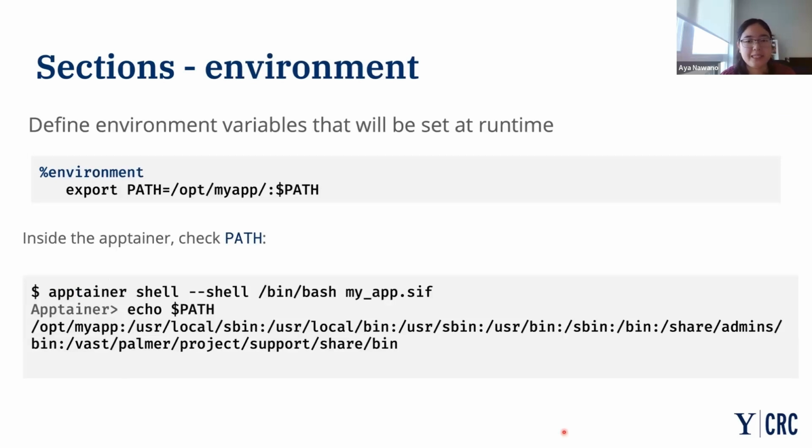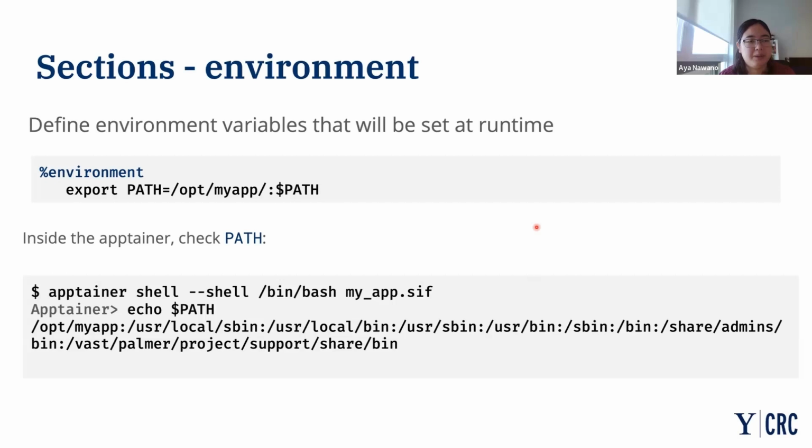Finally, the environment section is used to define environment variables that will be set when the application runs. So please note the emphasis on runtime environment variables. If you need to set an environment variable specifically for the build time, you need to set the environment variable in the post section that we discussed in the previous slide.